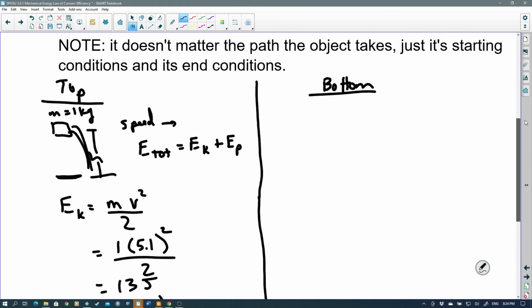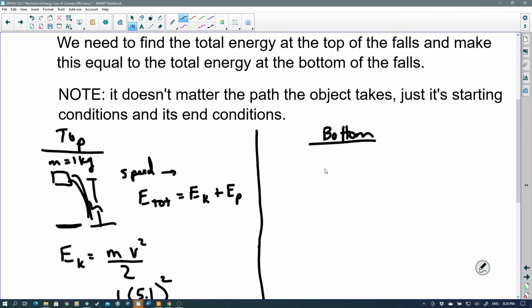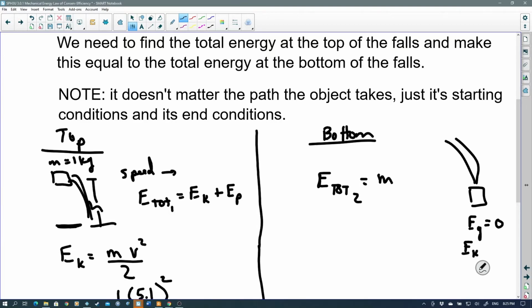For the energy at the bottom of the falls, well, what kind of energy does the water have at the bottom of the falls? So let's call this E total 2. I should have put a 1 here on this one. Well, does it have any more gravitational potential energy? It's reached the bottom of the falls. So the water at the bottom of the falls doesn't have gravitational potential energy anymore. That's gone to 0. So the only type of energy it has is kinetic. So we can say that the total energy here is just mv squared over 2.